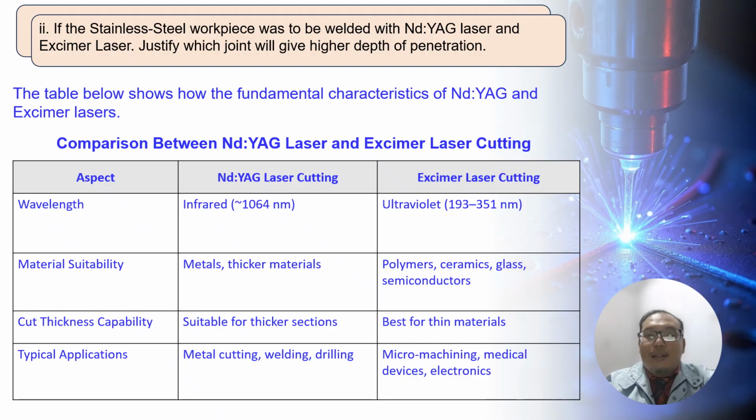ceramic, glass, and semiconductor cutting. The third aspect is cut thickness capability: Nd:YAG is suitable for thicker sections, while excimer laser cutting is best for thin material. And the last, typical application: Nd:YAG is normally used for metal cutting, welding, and also drilling, while the excimer laser is more for micromachining, medical devices, and also electronics.